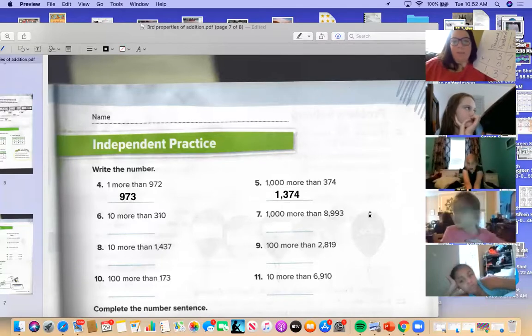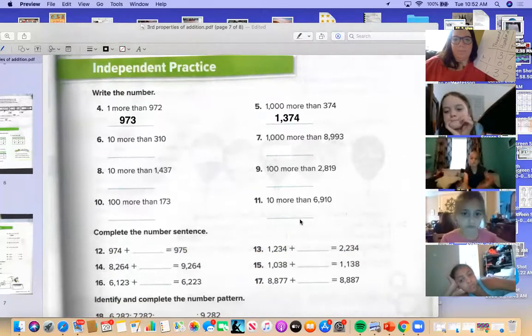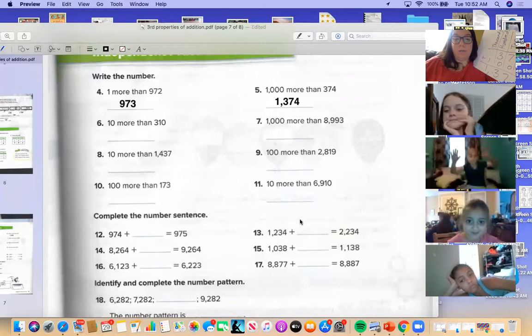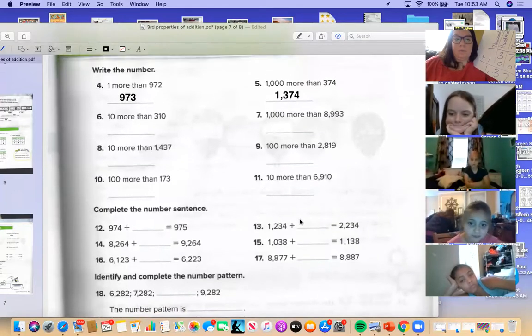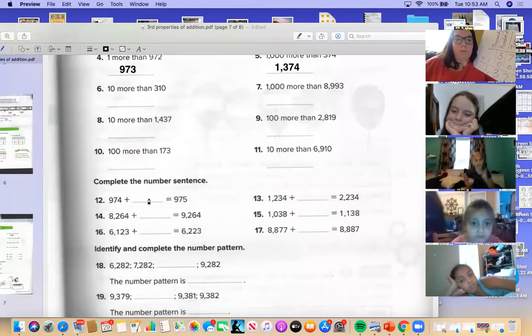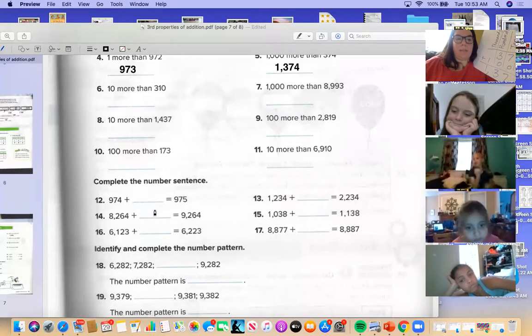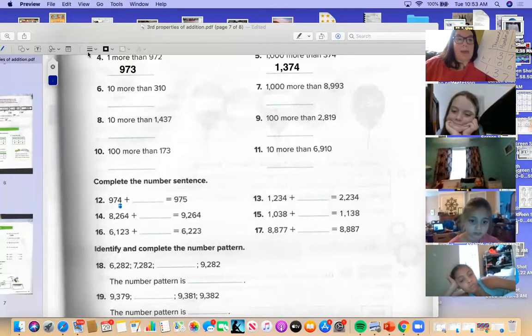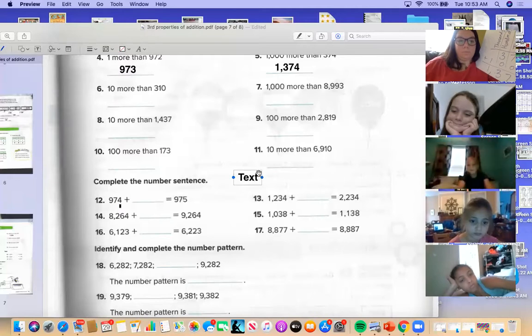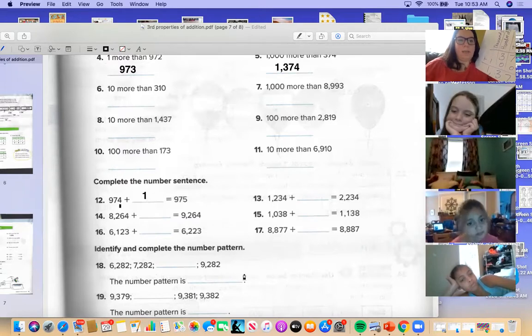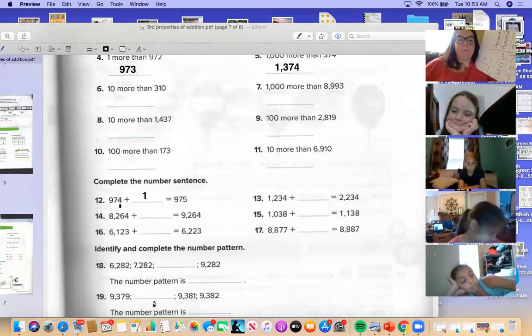So how do we feel about this? Your follow-up work is you're finishing this page, okay? Let's do one of these. 974 plus what equals 975? The number in the units place changed, so we're adding 1. 974 plus 1 equals 975. So that's what you're writing. Plus 1, plus 10, plus 100, plus 1,000.